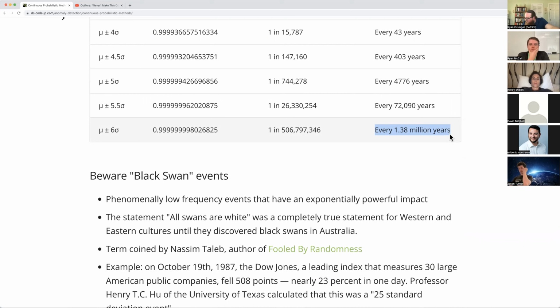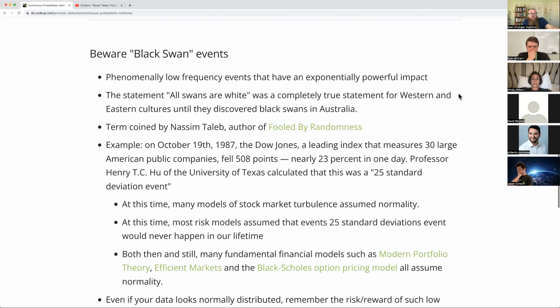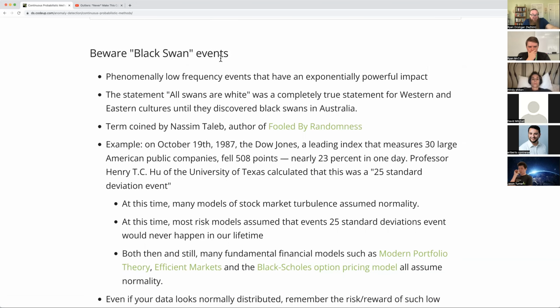In 1987, we had another financial collapse. I think this was called Black Monday, associated with the savings and loan crisis. That was a 22 standard deviation movement in the stock prices in one day. And so this tells us that we need to be very careful if we are assuming normality for things like building risk models. So beware, the lesson here is to beware of what are called black swan events.